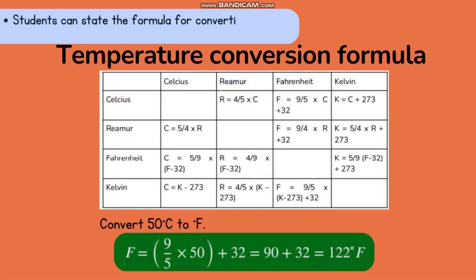For the temperature conversion formulas, as we can see in this table, there are many formulas for each temperature scale: Celsius, Reamur, Fahrenheit, and Kelvin. The example is to convert 50 Celsius to Fahrenheit. So Fahrenheit equals 9/5 multiplied by 50 plus 32, which is 90 plus 32, which is 122 Fahrenheit.